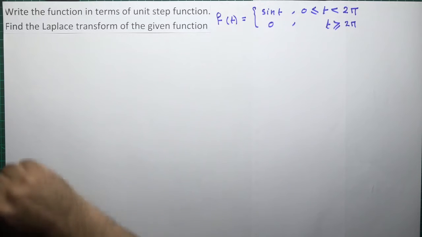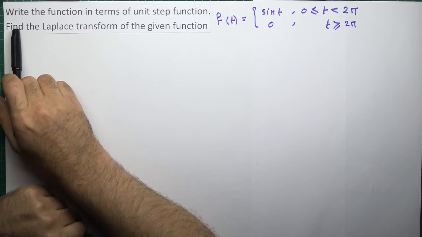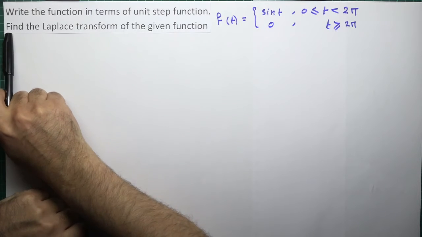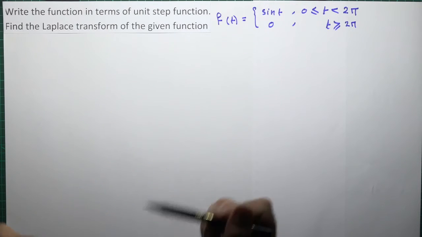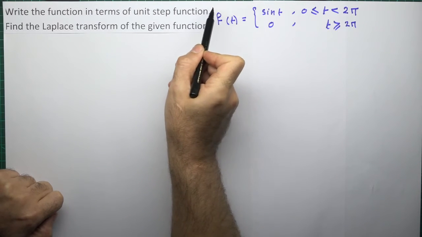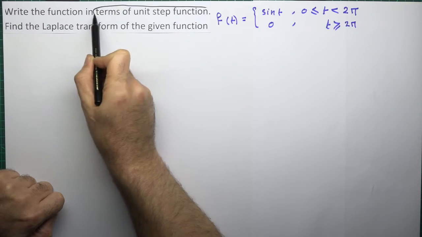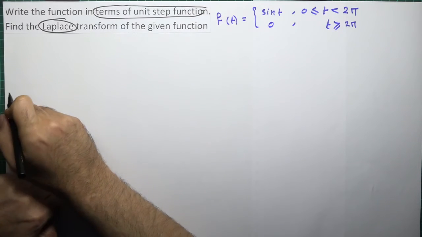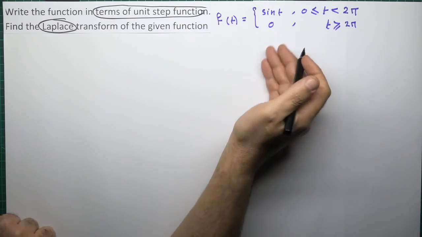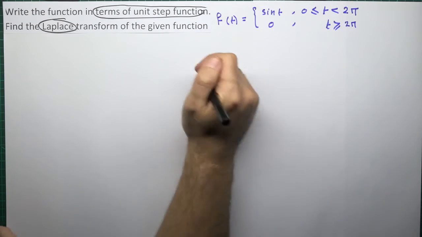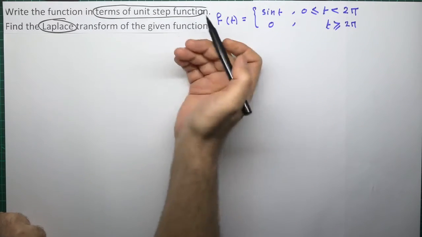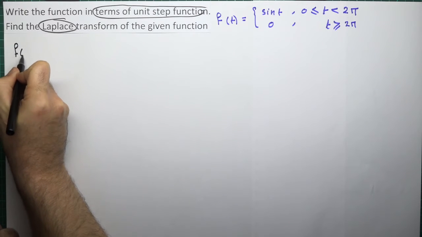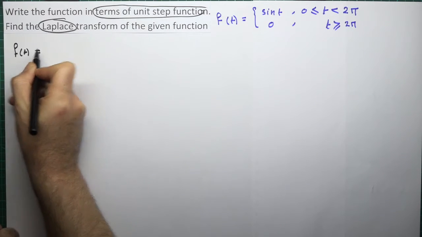في هذا الفيديو المطلوب منا هو to write the function in terms of unit step function and to find the Laplace transform of the given function. So هذا هو الجزء الأول وهذا هو الجزء الثاني. وطبعا كيف نحول هذا البيس وايز فانكشن إلى compact form؟ يجب علينا أن نستخدم اليونت ستيب function. So عندي f of t والطريقة كما هو آتي.